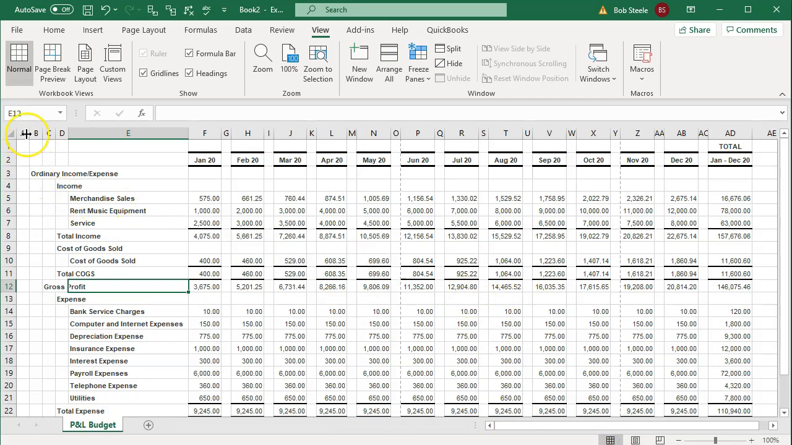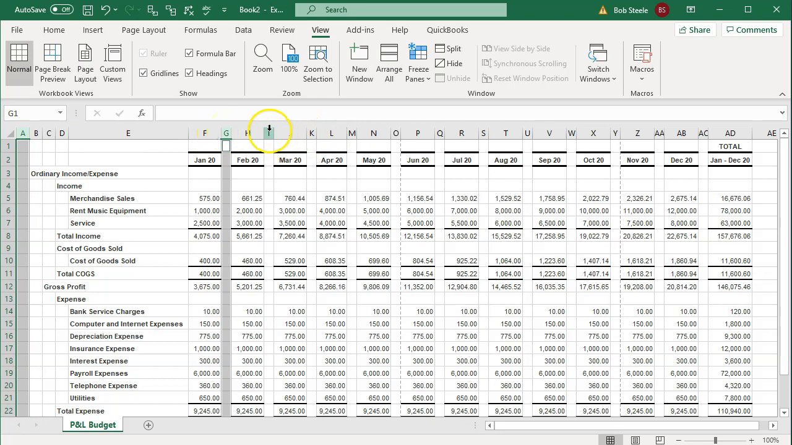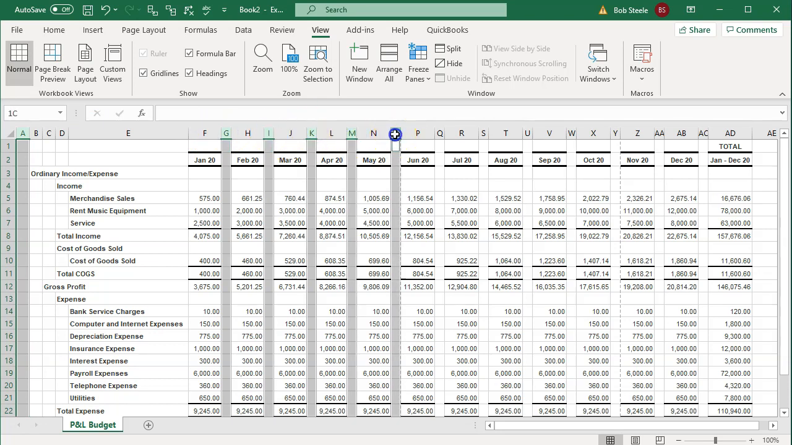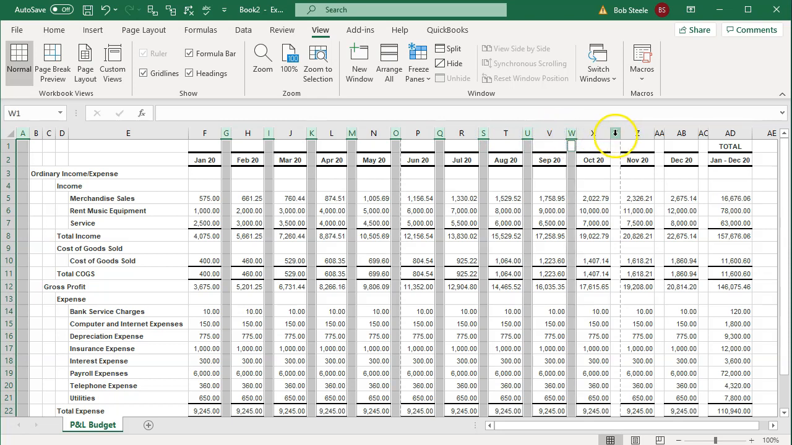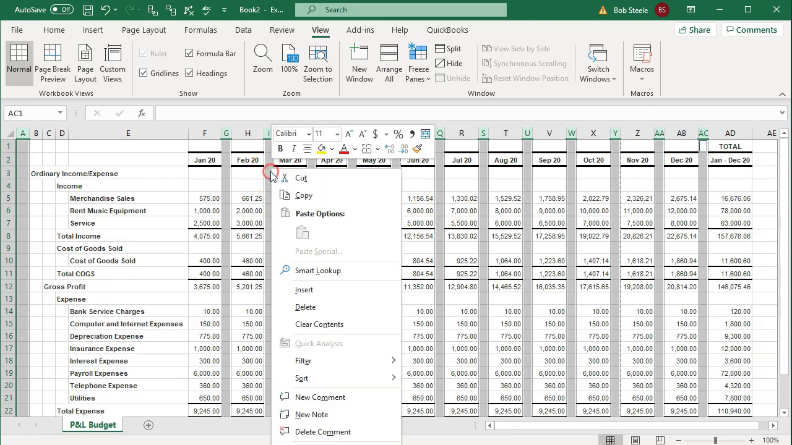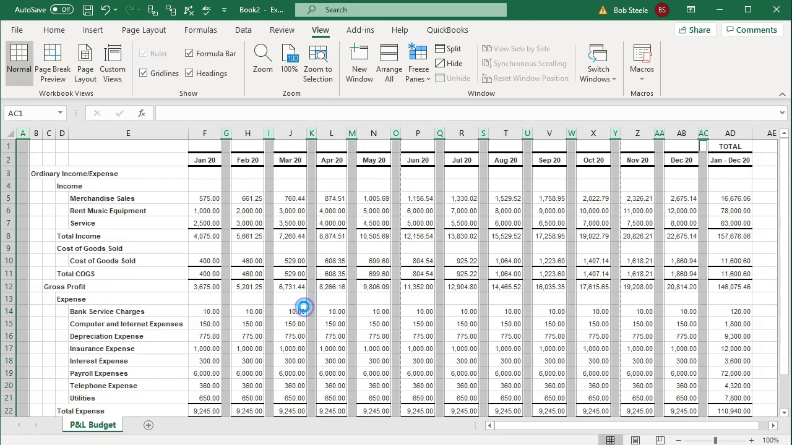So once again, we might want to delete all the columns that aren't useful. So I'm going to highlight A, G, holding down Control, I, K, M, O, Q, S, U, W, Y, AA, and AC. Letting go of Control, right clicking on those and delete those.